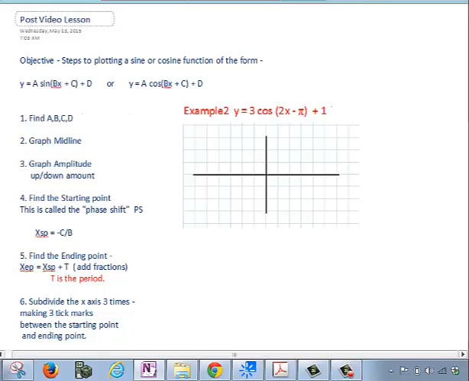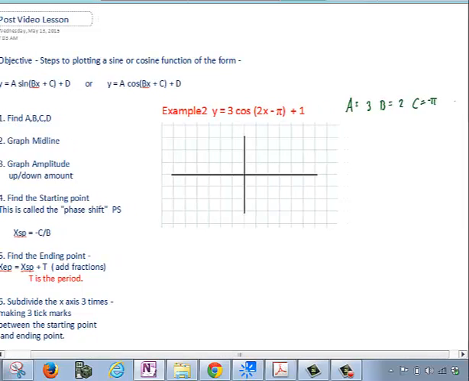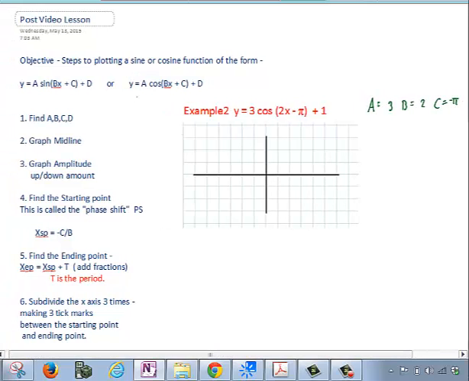First thing again is to plot the a, b, c, d values. The a value was 3. The b value, the frequency, is 2. The phase angle is negative pi. And this time our d value, which is our midline shift, is equal to 1. After we plot those, we graph the midline, and the midline is always a graph of what the d value is, so y equals 1. I'm going to draw a nice line here for the midline, y equals 1.